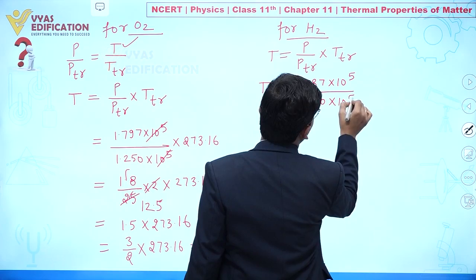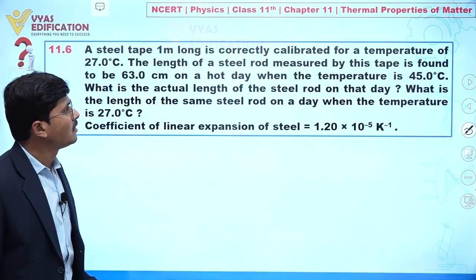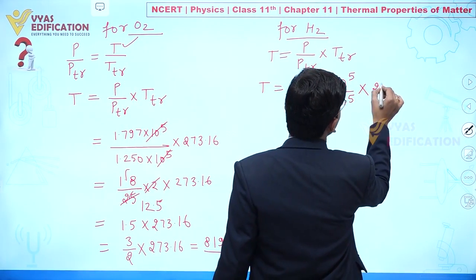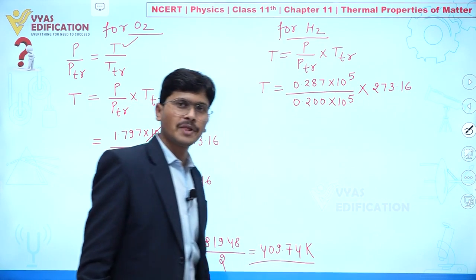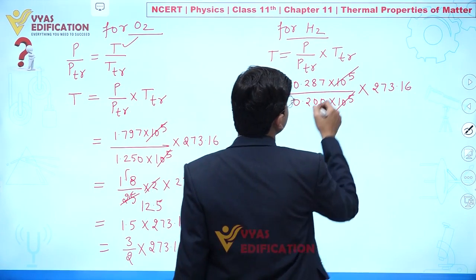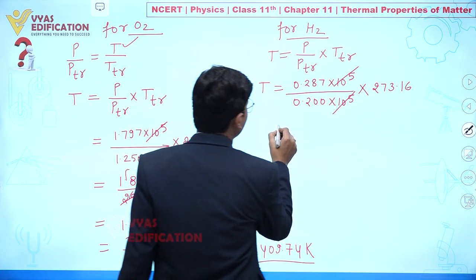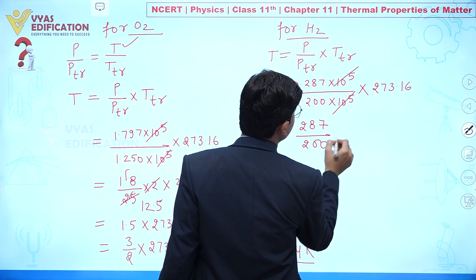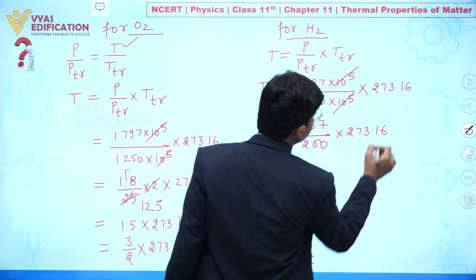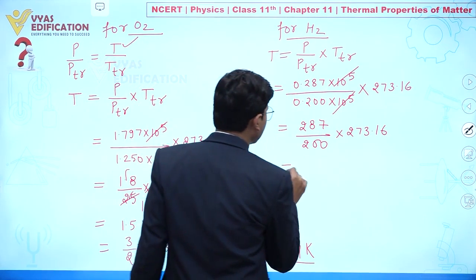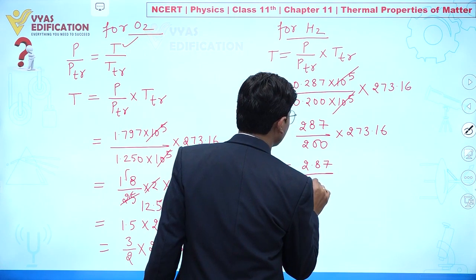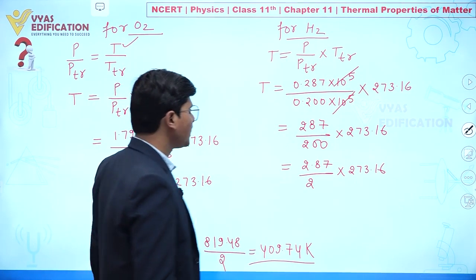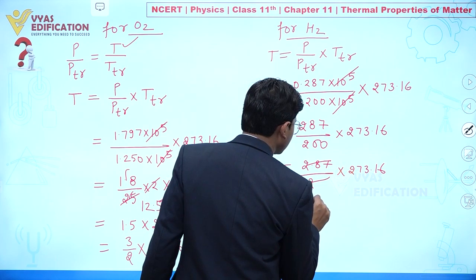And multiply by the triple point of water temperature, which is equal to 273.16 Kelvin. Clear to everyone. So from here this one and this one are cancelled out. From here we can say this is 287 divided by 200 into 273.16. So you can write this as 2.87 divided by 2 into 273.16. Near about you can say this is 1.4 into 273.16.